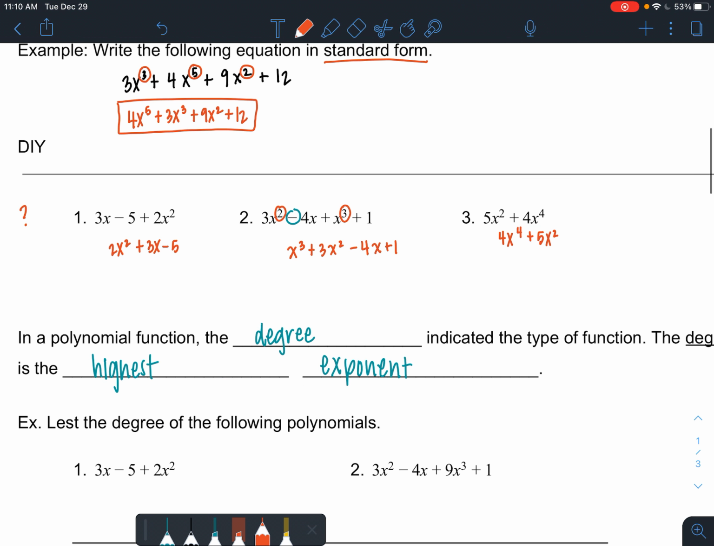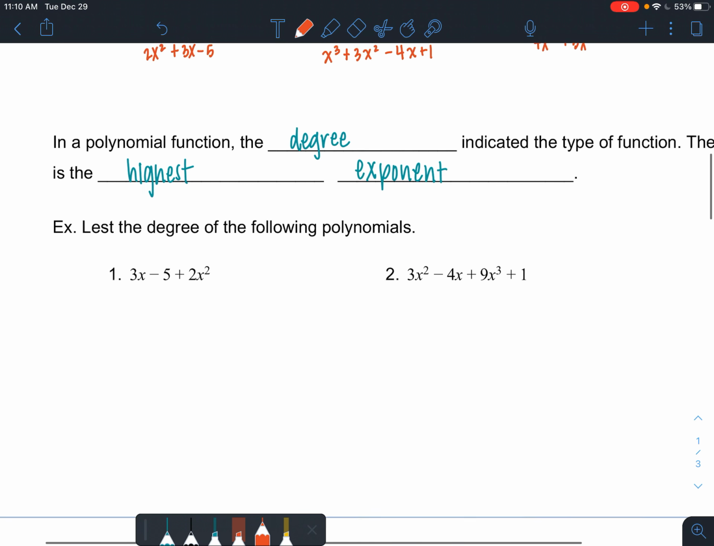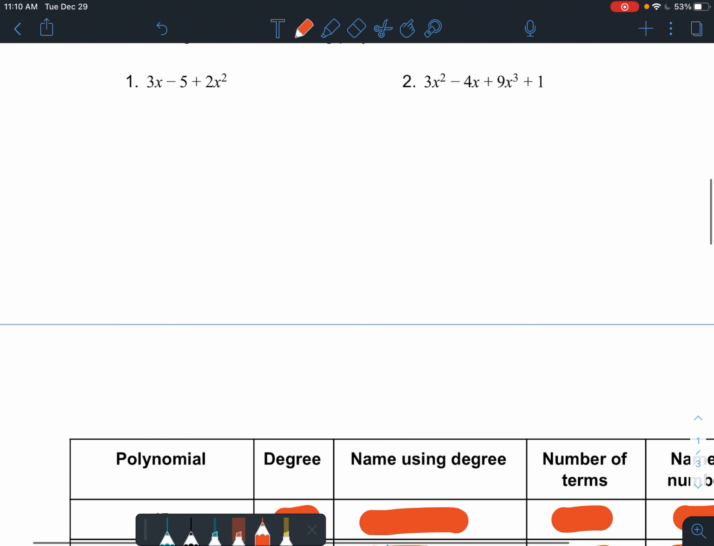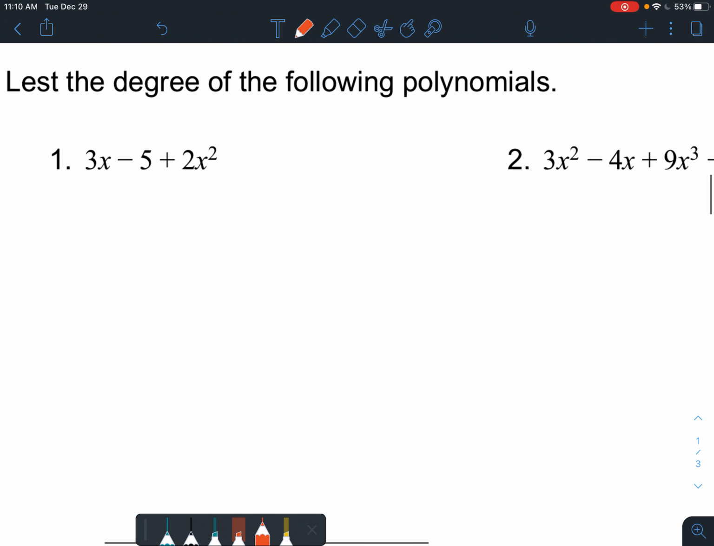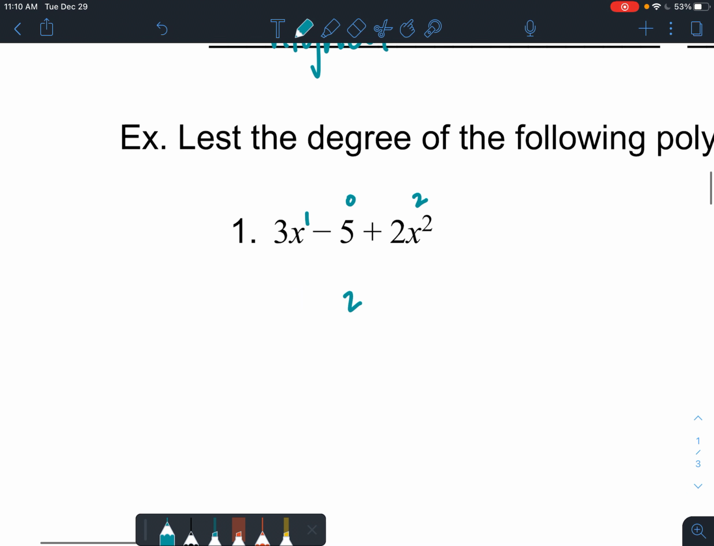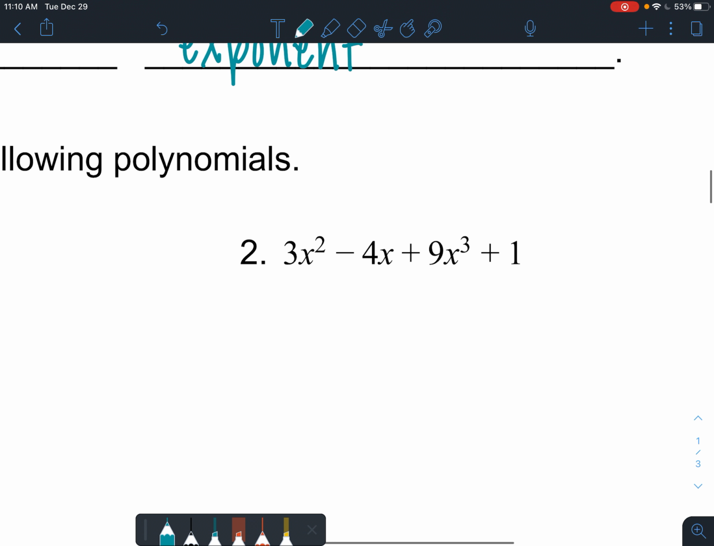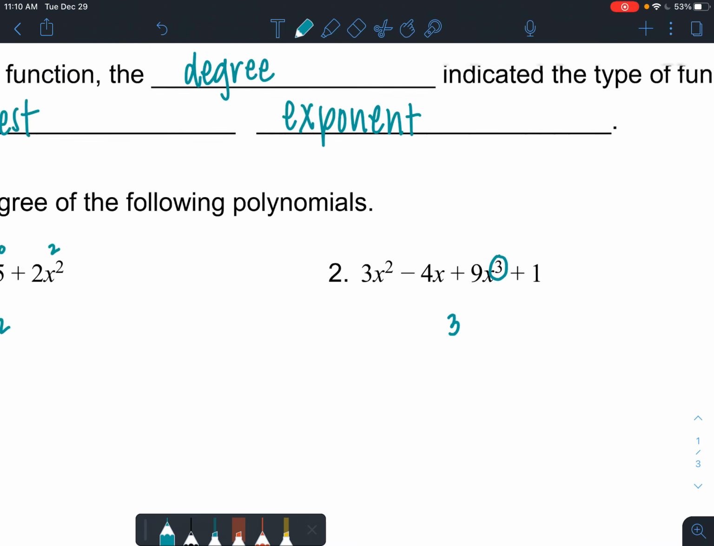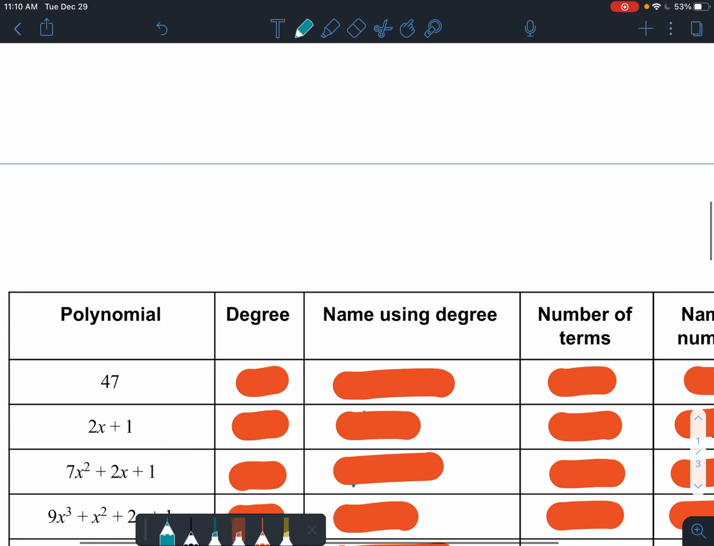Okay. So in a polynomial function, the degree indicates the type of function, and the degree is the highest exponent. So this one has an exponent of 1, this one has an exponent of 0, this one has an exponent of 2. So 2 is the degree of this one. Then for this one, my highest exponent is the 3, so 3 is the highest degree. Okay?